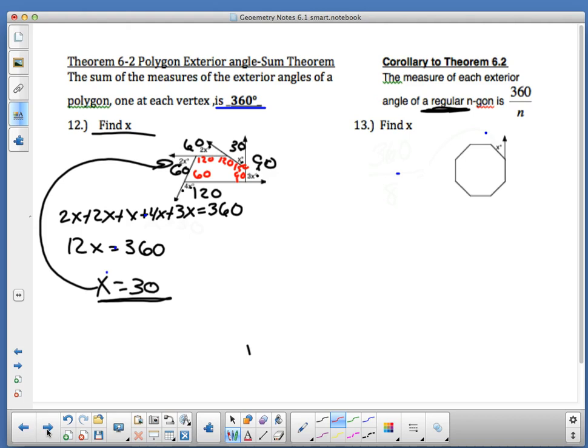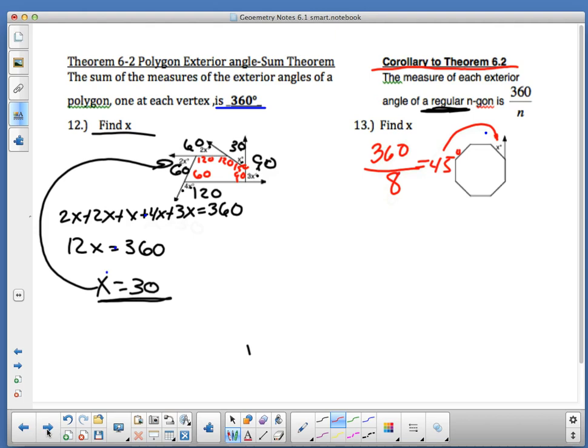Okay, in a regular figure, the exterior angles are the same all the way around, because every one of the interior angles in a regular polygon is the same. That means every one of the exterior angles of that regular polygon must be the same. So we have a corollary. The measure of each exterior angle of a regular polygon is 360 divided by the number of sides. So here I've got 360 divided by the number of sides, 8. That's 45. 45 degrees is the measure of the exterior angle.